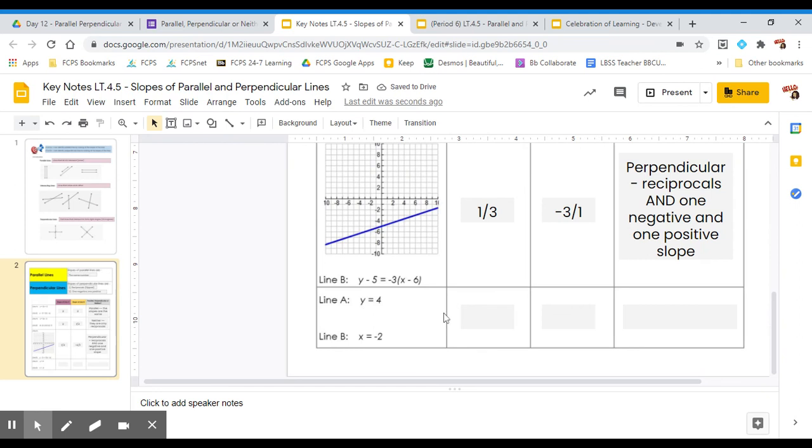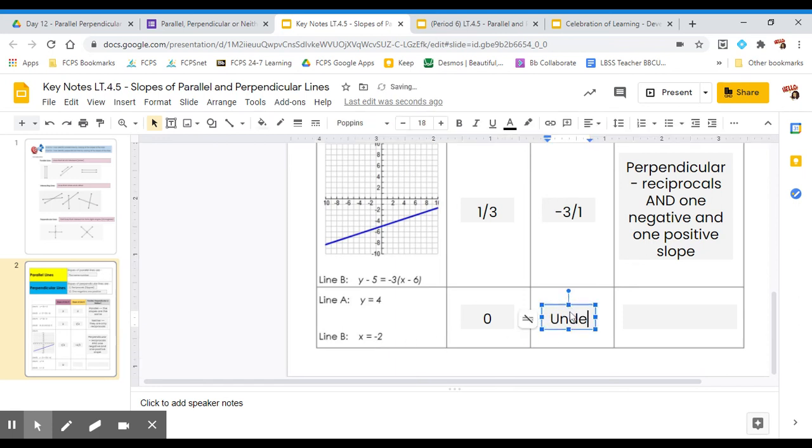Finally, we have y equals 4. So y equals 4 all by itself is a Hoy line, which means that the slope is 0. x equals negative 2. Well, if it's an x by itself, that's a Vux line. So that means our slope is undefined. So if you think about it, if you have a line that's going horizontally and a line that's going vertically, these would be perpendicular.